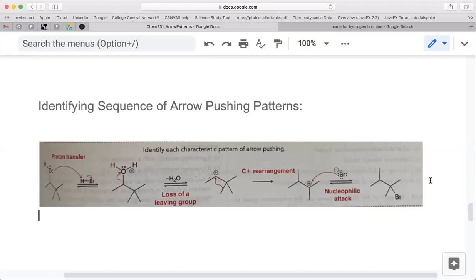So we just want to continue to review these sequences and identify these patterns with different compounds, molecules and reactions, but here you go.